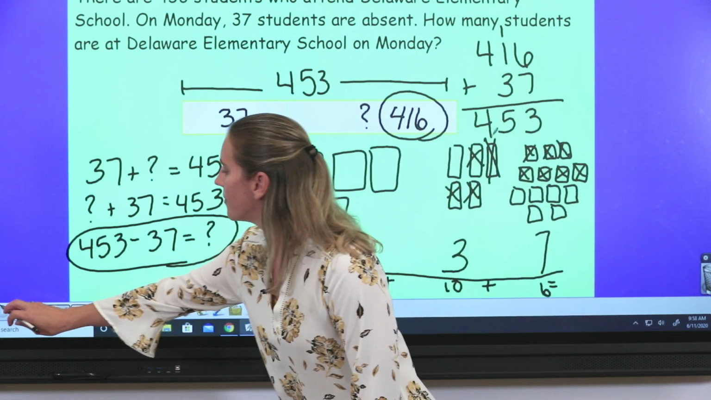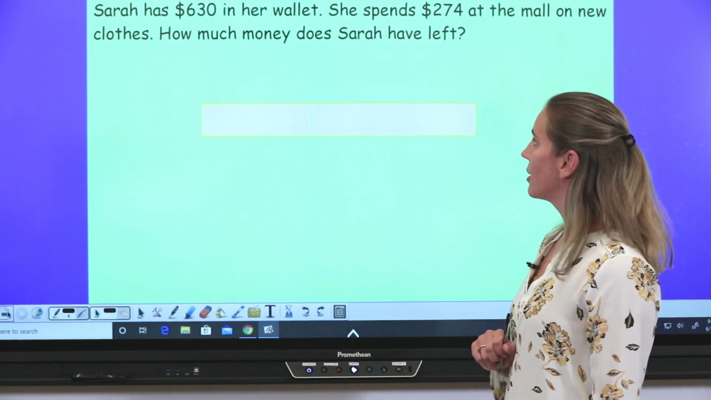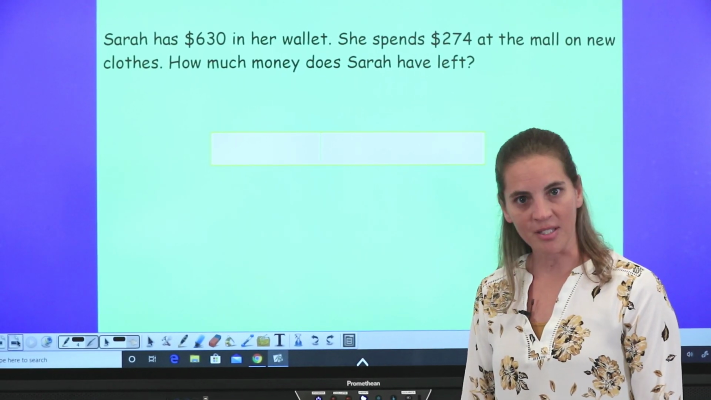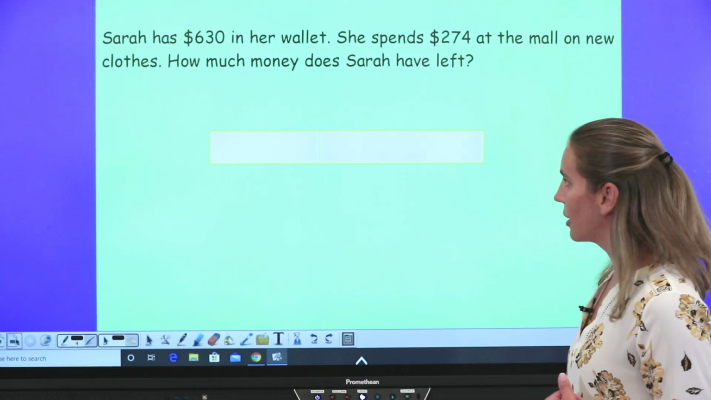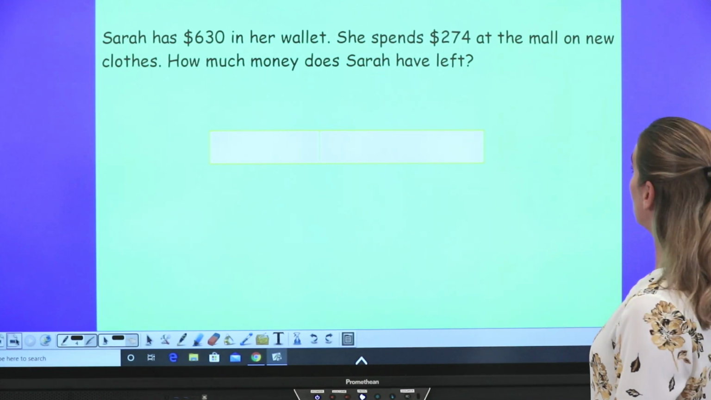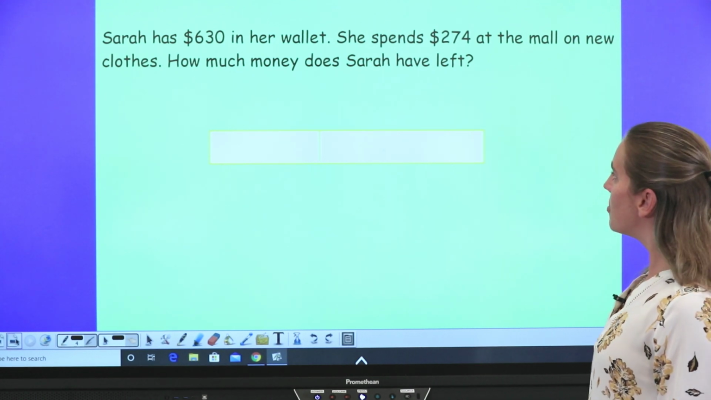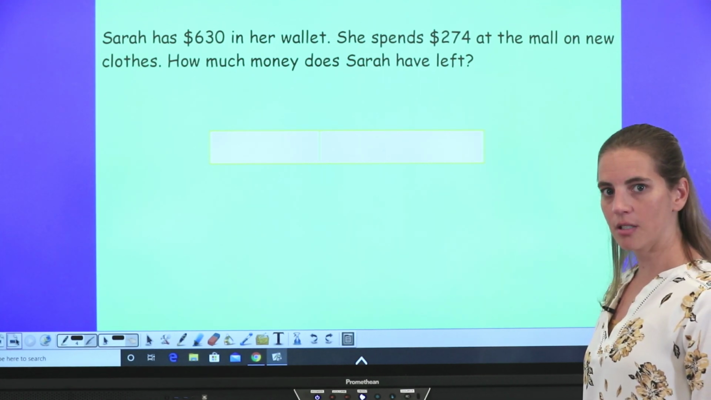That's a lot, huh? All right, let's try this one. Sarah has $630 in her wallet. Gosh, I wish I was Sarah right now. I would really like to have $630 in my wallet. She spends $274 at the mall on new clothes. How much money does Sarah have left?